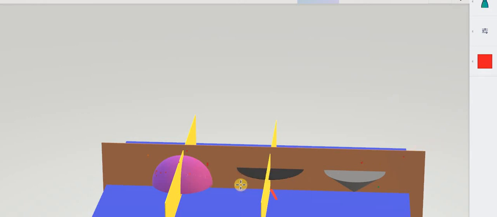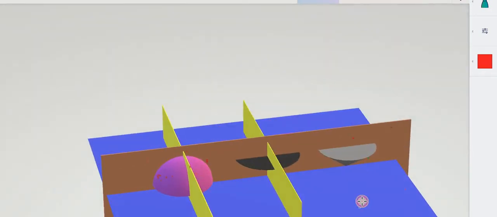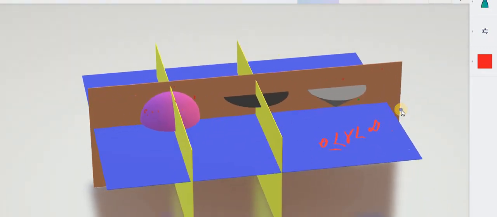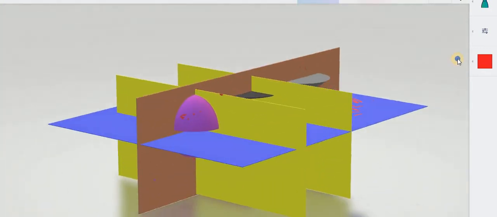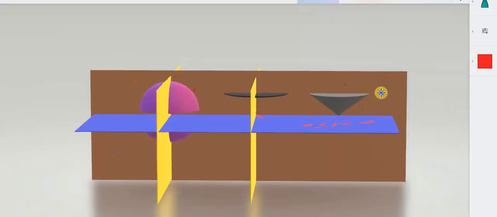So the limit of the r will be from 0 to infinity. Okay. Now we can go with the theta. What would be the theta?